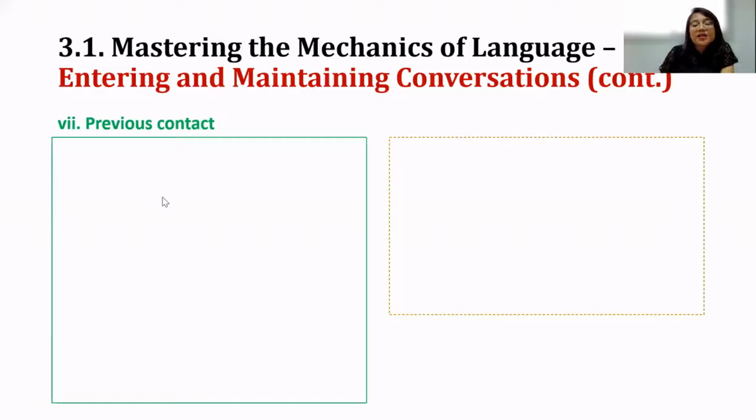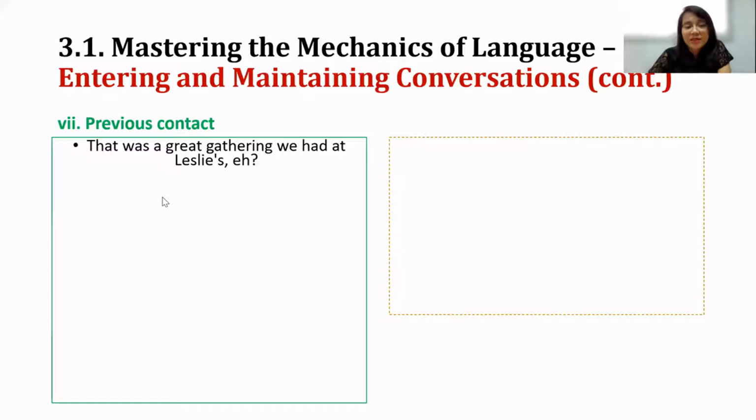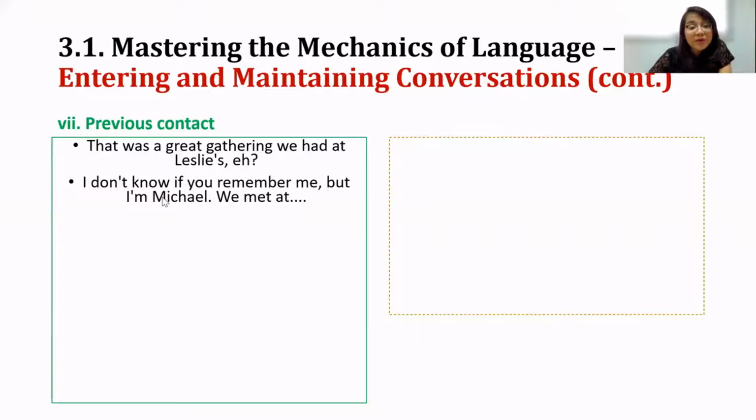Next one, previous contact. The examples of expressions are: there was a great gathering we had at last, Lisa. I don't know if you remember me, but I'm Michael. We met at, for example, you and your speaking partner are academic conference enthusiasts. So you join this conference, and then that conference, and after that another conference. And if you are really into academic conferences, you may encounter the same people over and over again, right?